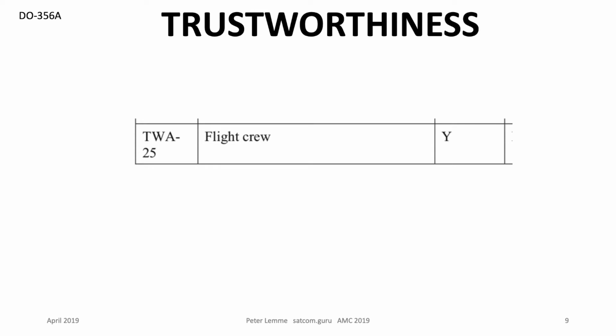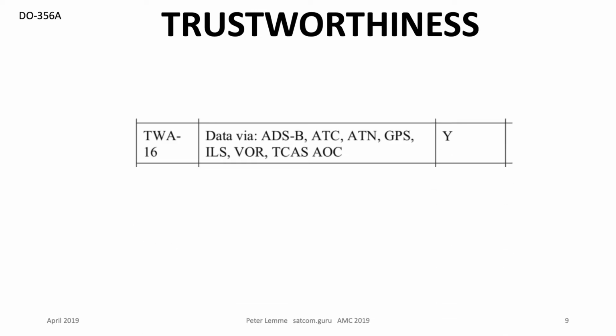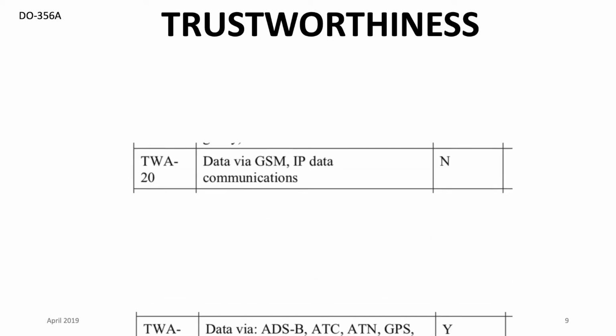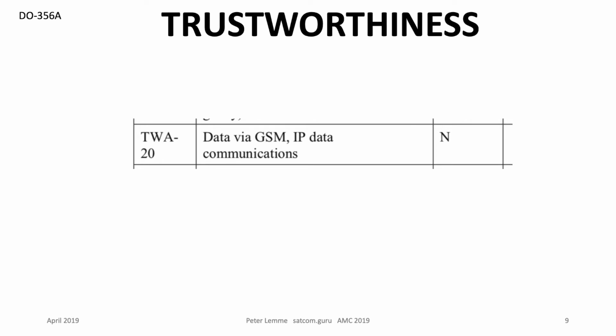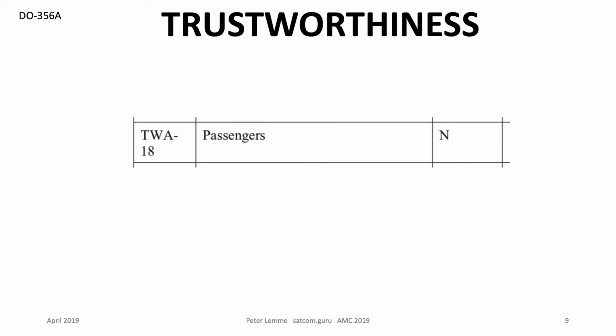We trust the flight crew. We trust data that comes to us over a secure data link system, a safety data link channel. We don't trust data that comes to us over an insecure channel. So in general, if it's coming in over the internet, if it's coming in over a cellular data link, that data is not necessarily to be trusted. And we don't trust the passengers.